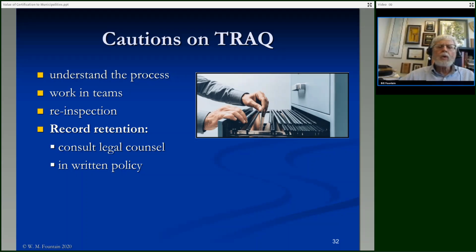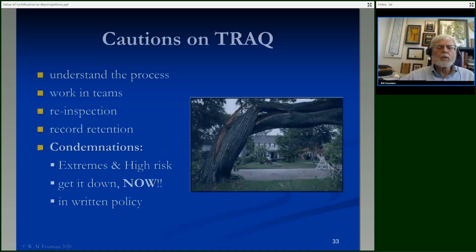You cannot go home until you have taken this tree down or at least gotten it into a make-safe condition, and we will be paying you time and a half or double time until you get this tree mitigated. So those are our situations.